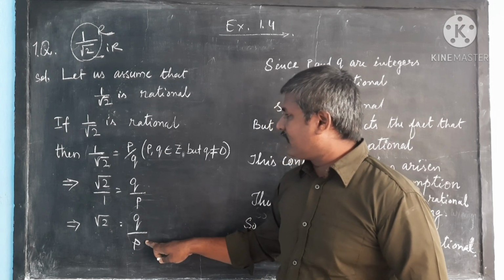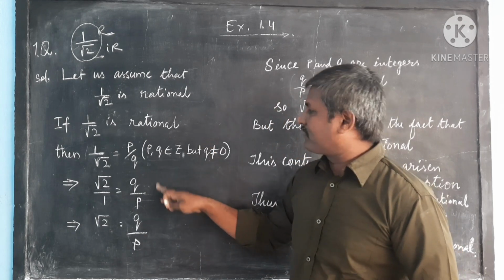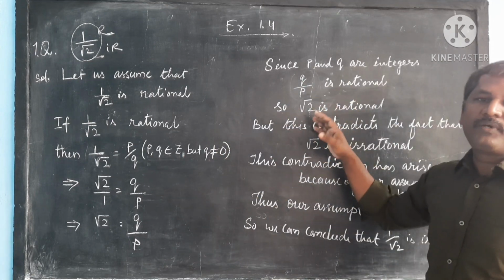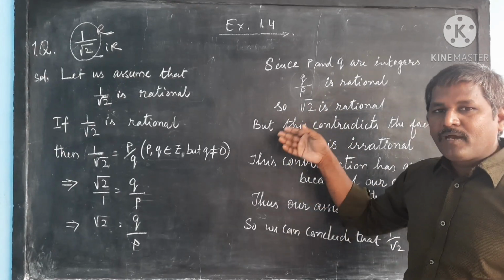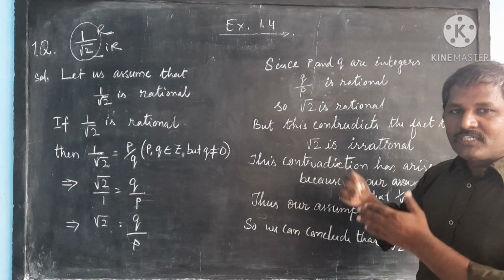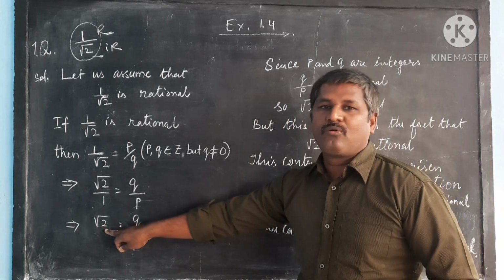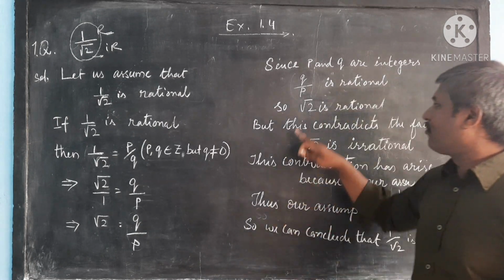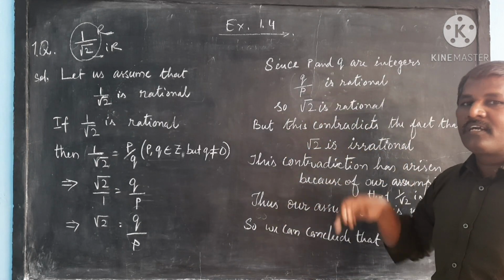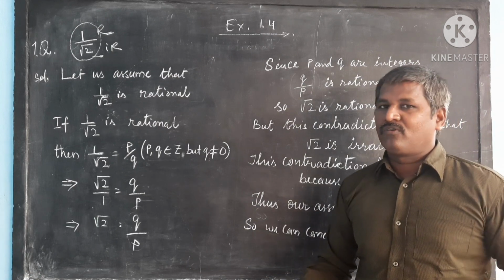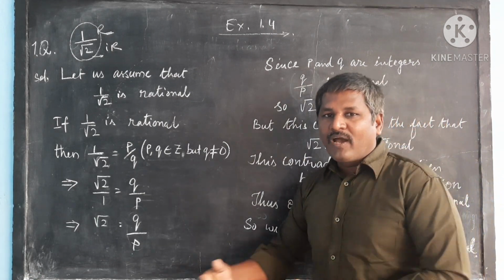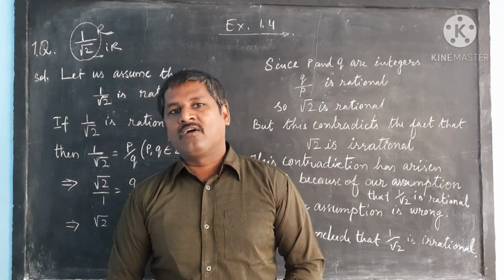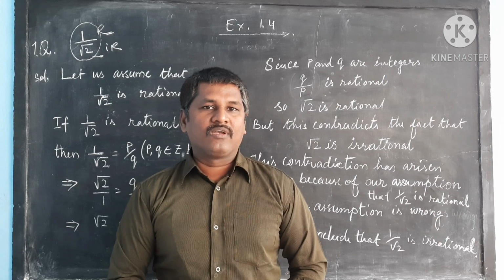Since q and p are integers, q by p is a rational number. The number that is equal to q by p is root 2. So if q by p is rational, then automatically root 2 will also be rational. But this contradicts the fact. What is that contradiction? We know that root 2 is an irrational number. Why has this contradiction arisen? Because of our assumption. Thus our assumption is wrong.